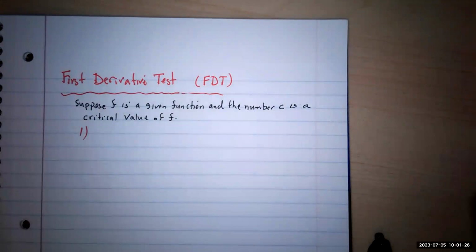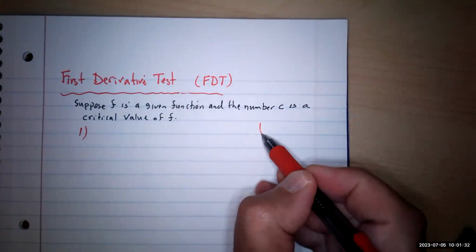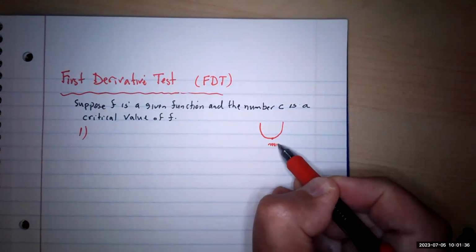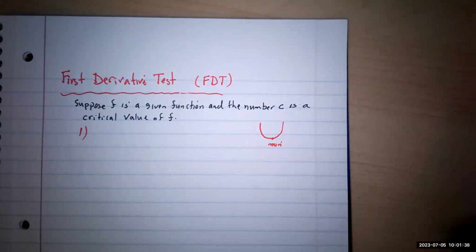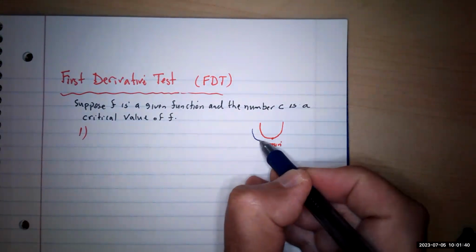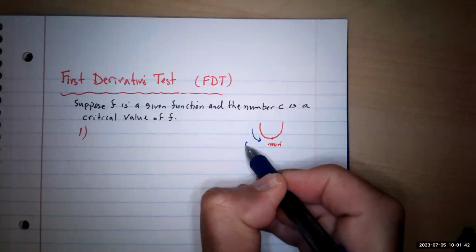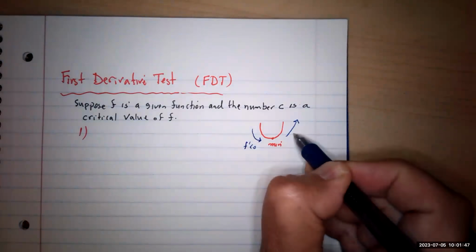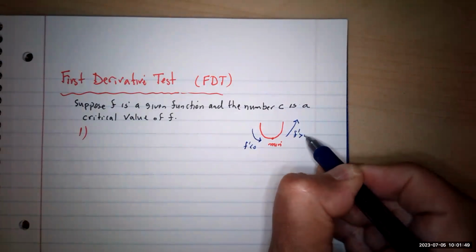Now I'm going to describe the minimum first. So for a minimum, I go down, then up. In order to get the minimum, the graph goes down, meaning decreasing, so f prime must be negative. And then up: f prime must be positive.